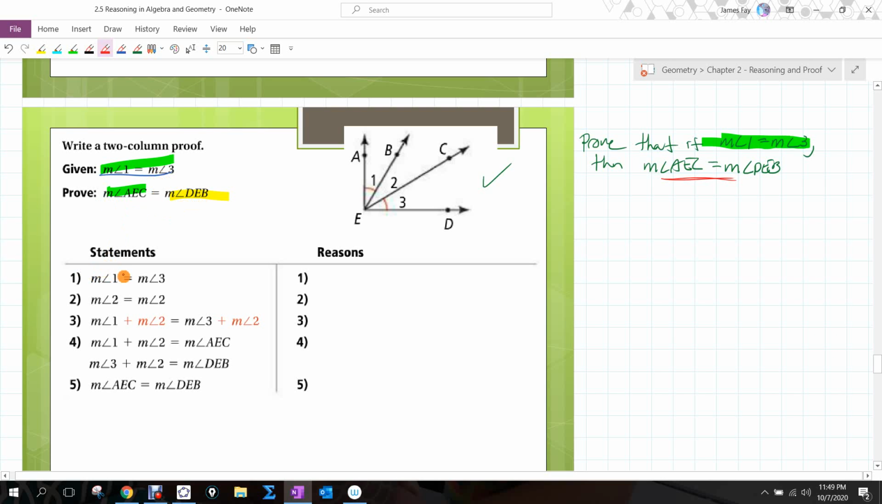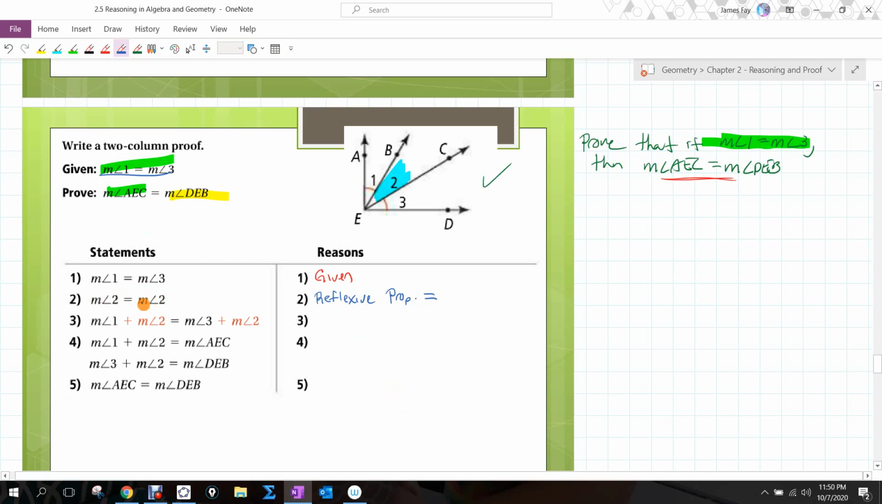So first thing we're going to do is look at measure angle 1 equals measure angle 3. That's given. Okay. The next thing we do is say measure of angle 2 equals measure of angle 2. That angle right there is equal to itself. If you remember from what we talked about yesterday, when something is equal to itself, that's the reflexive property. So that's the benefit of learning some of those properties that we talked about yesterday.